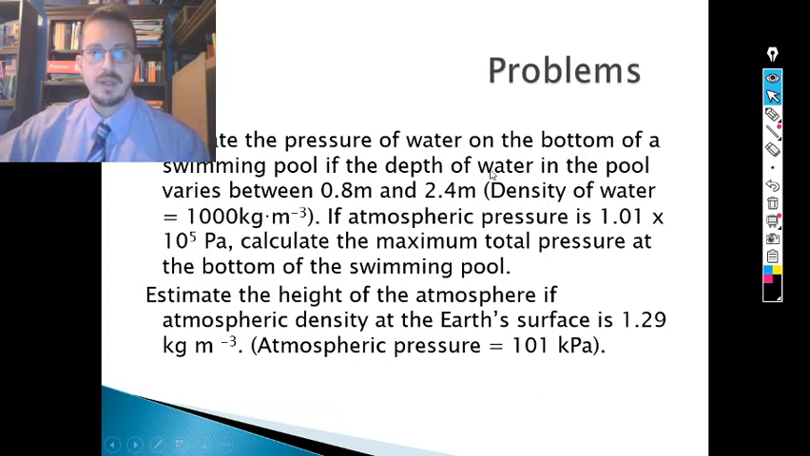For the first problem, we really only need to consider the maximum depth of the pool, 2.4 meters, because it asks us at the bottom of the pool. This is a swimming pool that has a shallow end and a deep end, so we really only need to calculate the deep end here. So 2.4 meters is the height, the known density of water is 1,000 kilograms per cubic meter, and atmospheric pressure is 1.01 by 10 to the 5. We want to know the pressure of the water at the bottom of the pool, and then the total pressure at the bottom of the swimming pool. So let's think about the difference between those two on the next slide.